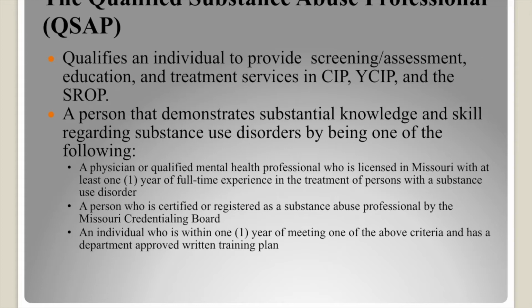Okay, so the Qualified Substance Abuse Professional, or QSAP, that definition can be found in the Department of Mental Health's core rules for psychiatric and substance abuse programs. That's on the DMH's website, which is not a standalone credential, but moreover a designation for those who meet minimum requirements. And in the standards, you're going to find that a qualified substance abuse professional is a person that demonstrates substantial knowledge and skill regarding substance use disorders by being one of the following. And it lists there, you can see on the slide, either a physician or qualified mental health professional who is licensed in Missouri with at least 1 year of full-time experience, a person who is certified or registered as a substance abuse professional by the Missouri Credentialing Board, or an individual who is within 1 year of meeting one of those above criteria and has a department-approved written training plan.